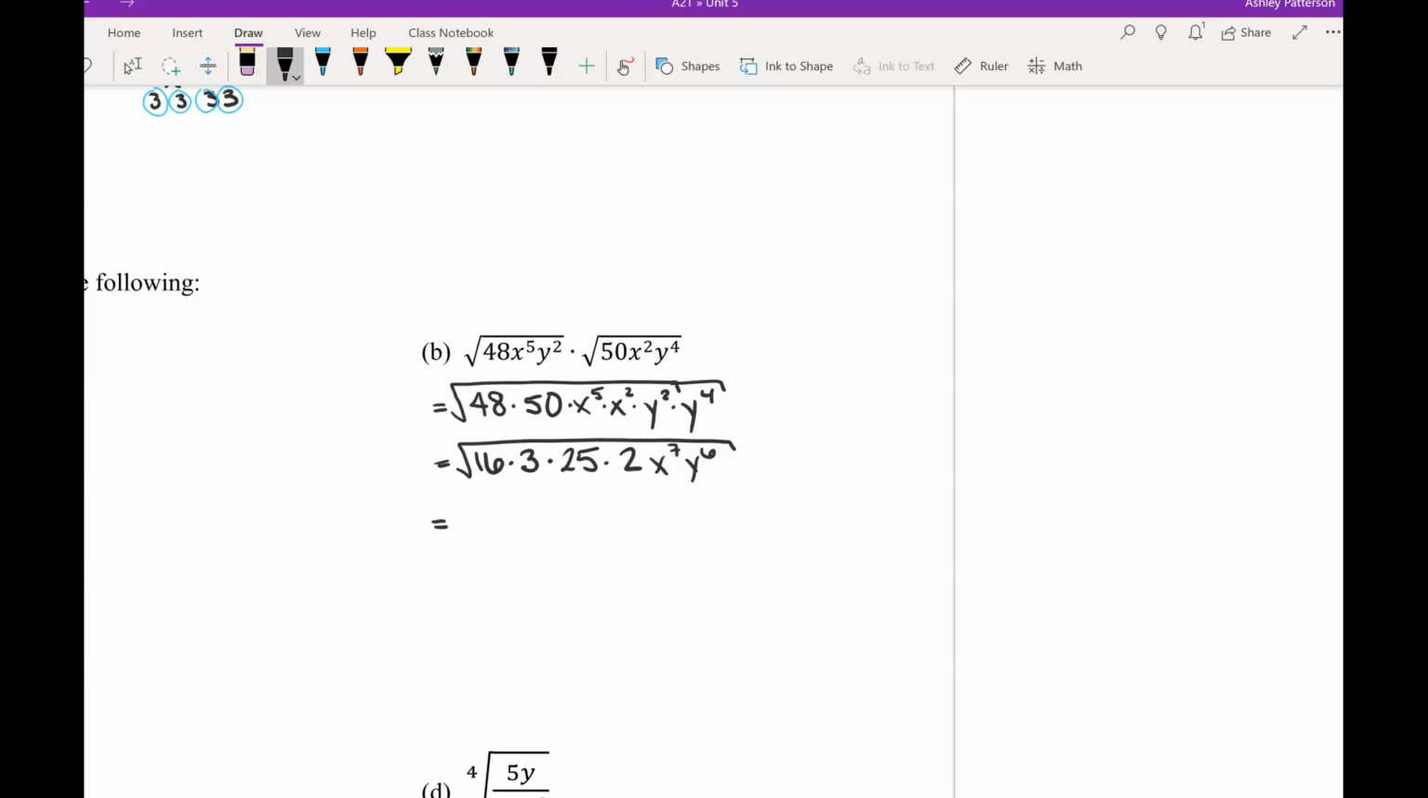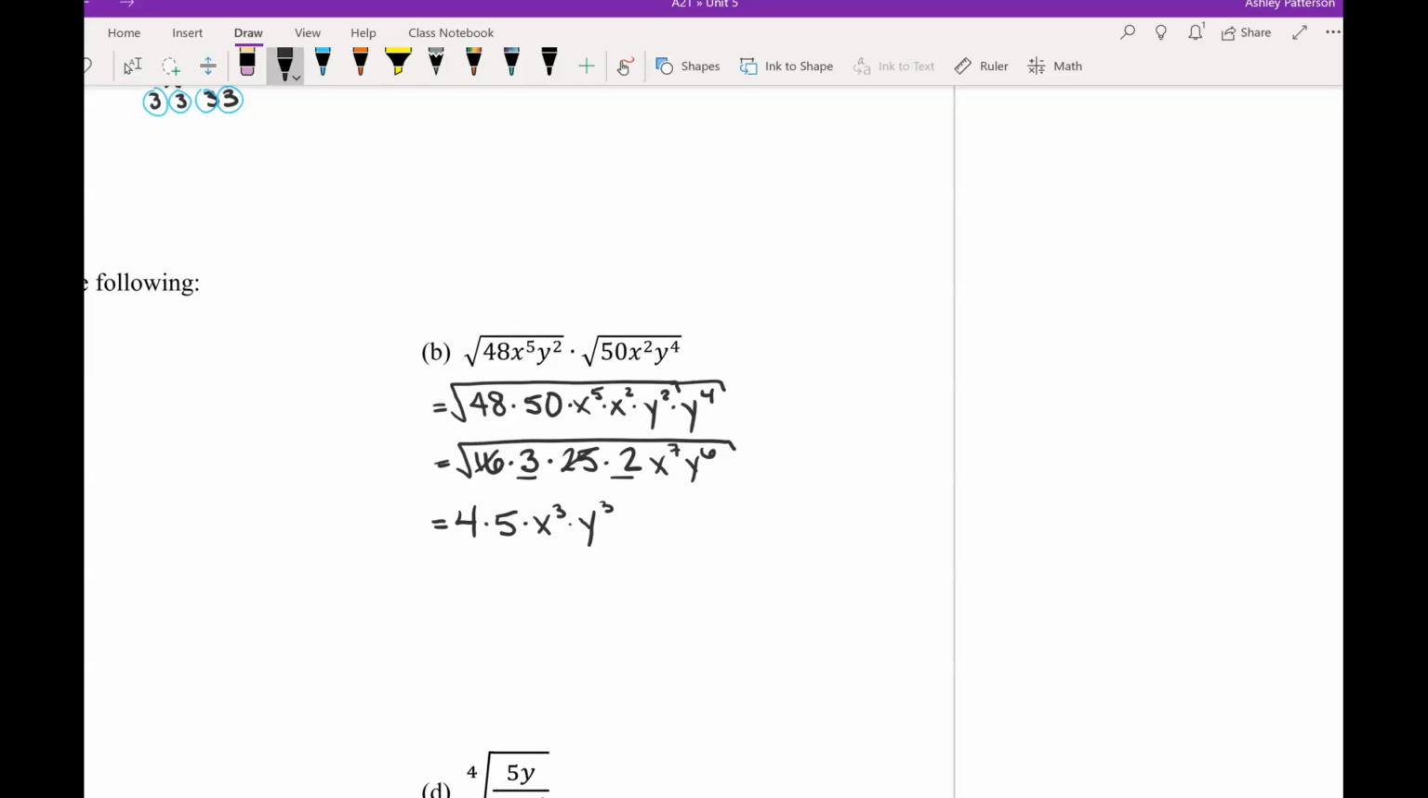Okay, pulling out what we know. The square root of 16 is 4. And then we're left with the 3. The square root of 25 is 5. And we're left with the 2. How many groups of 2 can you pull out of 7? Well, we can get 3. And then how many groups of 2 can you pull out of 6?